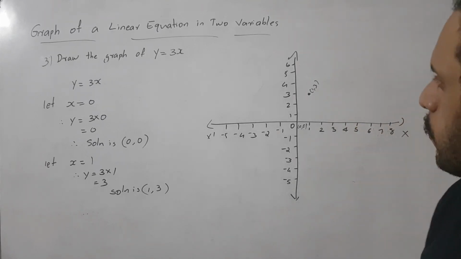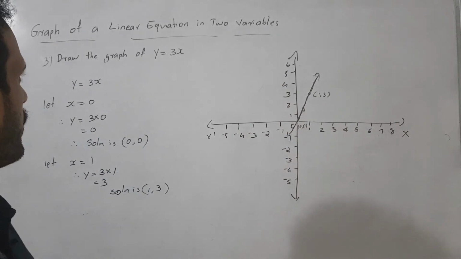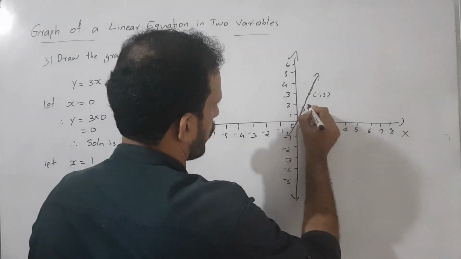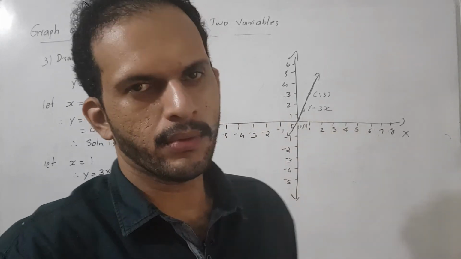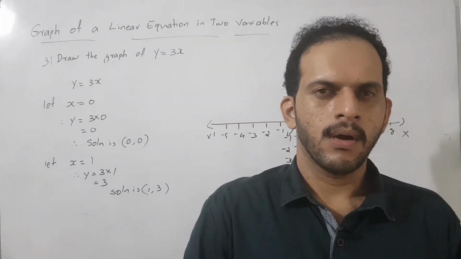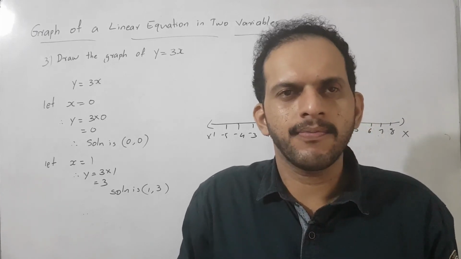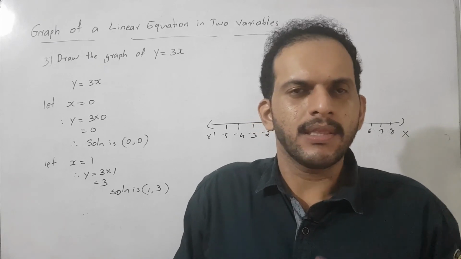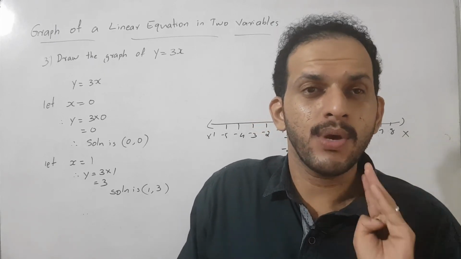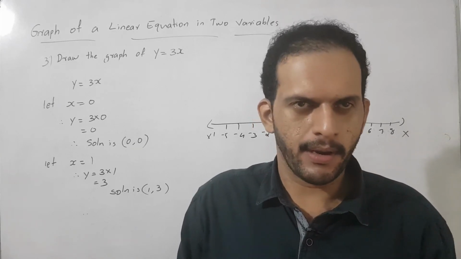Then after that we draw the graph. Draw the graph, then we write the equation y is equal to 3x. I think you got the idea how to draw the graph. Then in all the graphs we got one idea. The graph of a linear equation in two variables is always a straight line, correct?